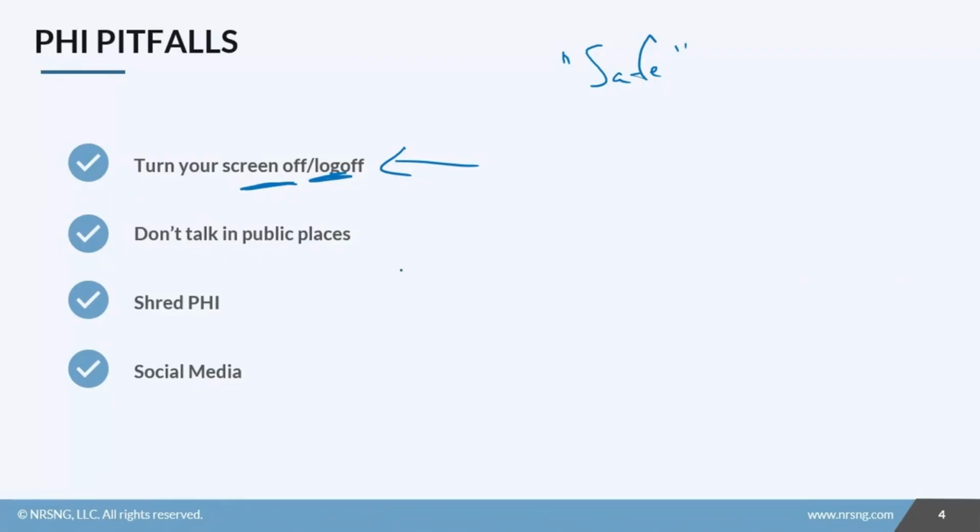You'd be surprised at how intuitive computer software is, and people can just navigate it and find a family member or some other patient's record, and you don't want to do that.